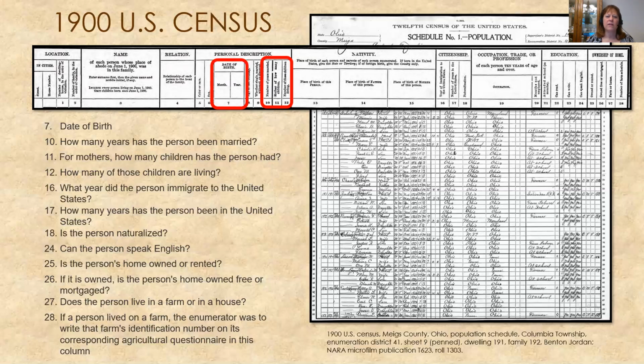Also, if the number of years married were 5, and there were children listed in the household who were, say, 10 or 12, that might imply that there was a previous marriage to which those children were born. Columns 11 and 12 were inquired of all mothers, asking them how many children they had and how many of those children were still living.